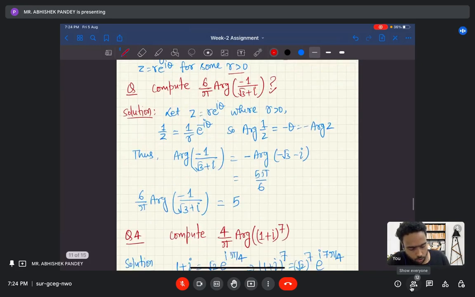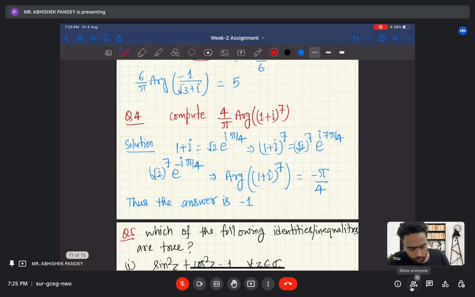Now let Z equal R e to the i theta, where R is positive. So 1 by Z will be 1 by R e to the power minus i theta. So argument of 1 by Z will be minus theta equals minus argument of Z. So similarly, argument of this quantity will be minus argument of this. And argument of this is nothing but minus 5 pi by 6, so it will be 5 pi by 6. Now 6 by pi into this is nothing but 5. This is just based on the calculation, so it is easy to compute.